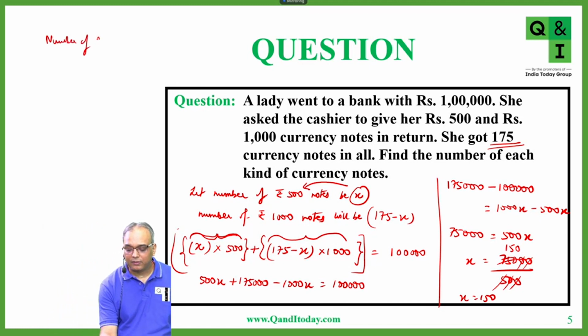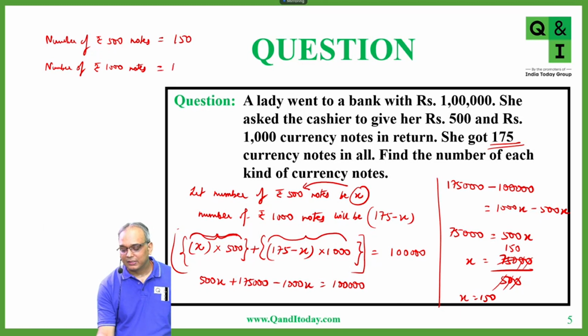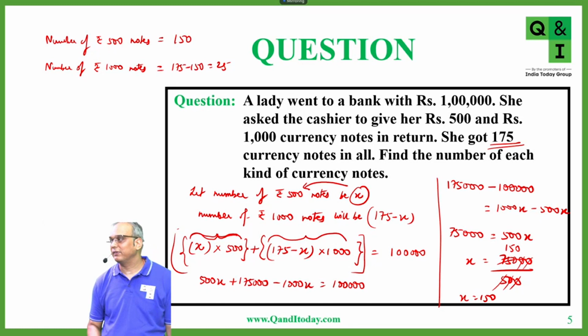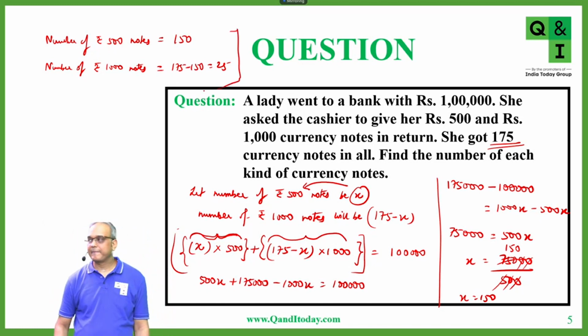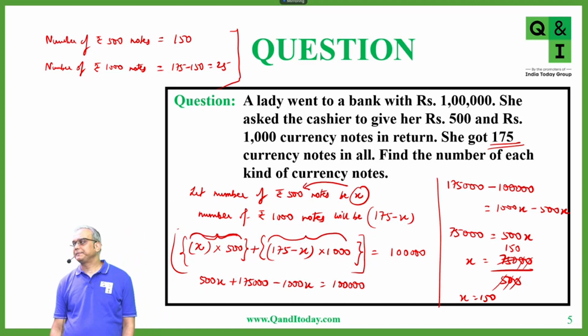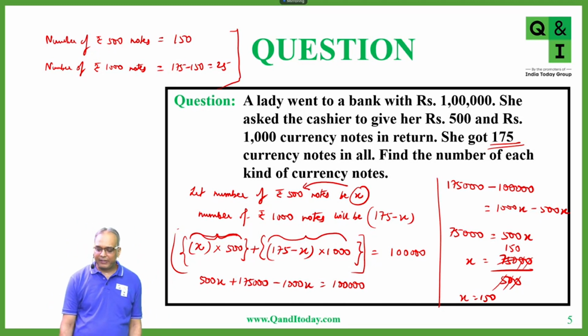So that means the number of rupees 500 notes is 150, and the number of rupees 1000 notes is equal to 175 minus 150, that is 25. Is it clear, students? Is it clear to everyone?